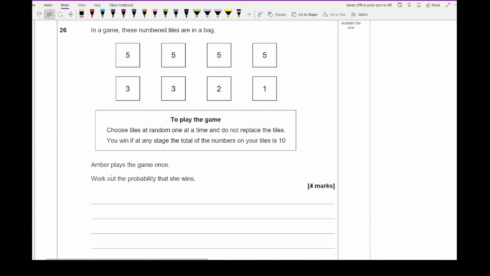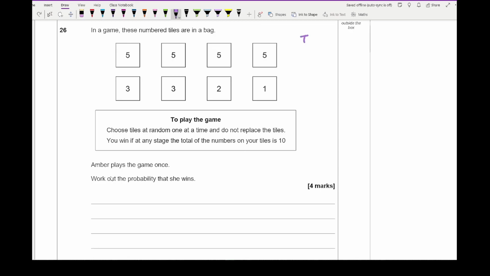Moving on to our next question, question 26. It says, in a game, these numbered tiles are in a bag. To play the game, you choose a tile at random, one at a time, and do not replace the tiles. You win if at any stage the total of the numbers on your tiles is 10. Amber plays the game once. Work out the probability that she wins. Well, let's have a look at this then.